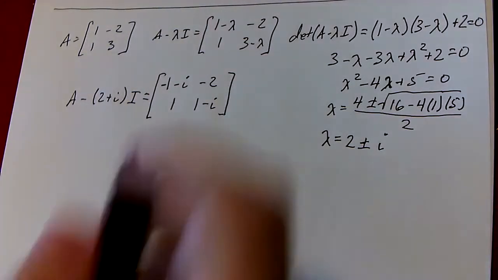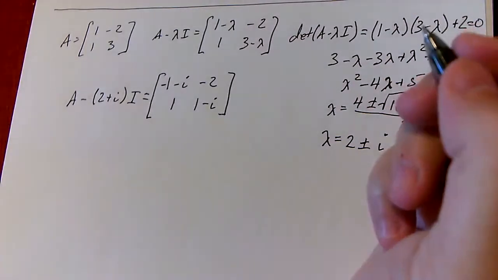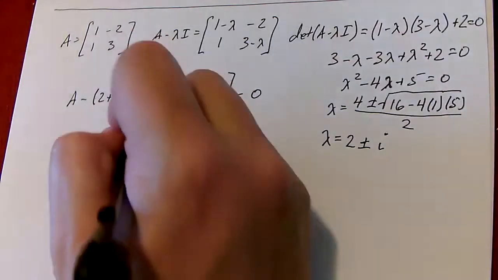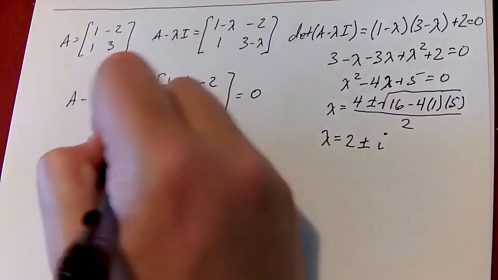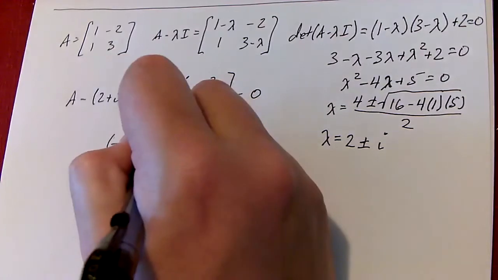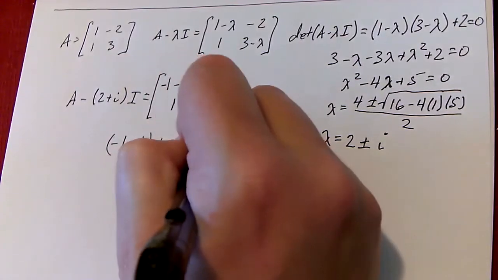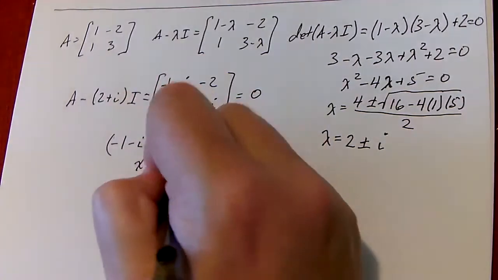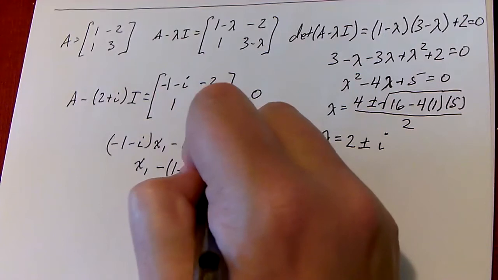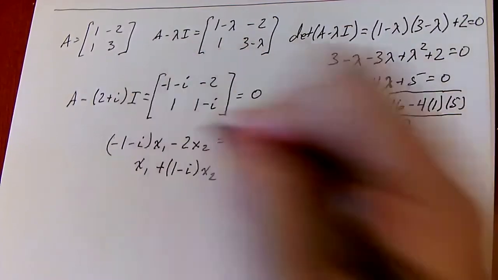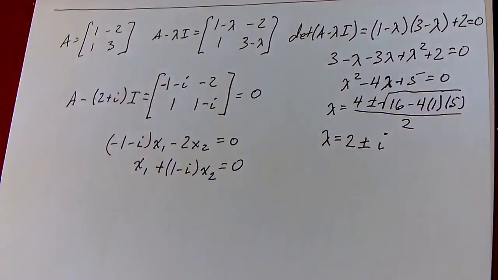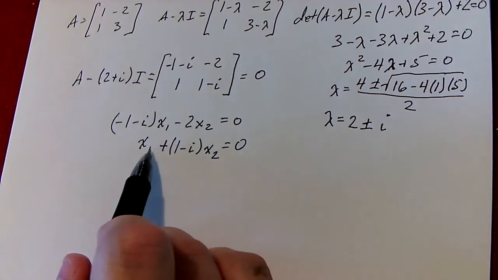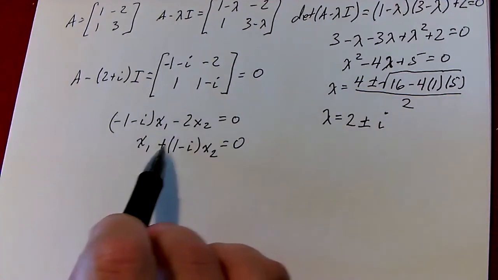Okay. And this corresponds to a system of equations, right? Homogeneous system, 0 vector, all that good stuff. So this is going to mean that I have 2 equations here. -1 minus i times x1 minus 2x2 is equal to 0. And then I have x1 plus 1 minus i times x2 equals 0. I said minus, that should be plus. Okay, so I have these 2 equations. And the reason I wrote minus, you'll see in a second.